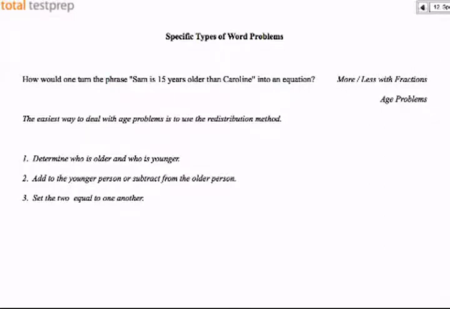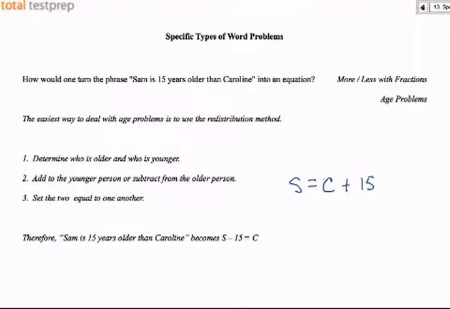You then set the two equal to one another. So, in the case above, Sam is 15 years older than Caroline becomes Sam minus 15 is equal to Caroline. Because we're comparing Sam and Caroline, and Sam is older, we take away from Sam. We're going to take 15 years away from Sam so that they'll be equal to one another. Another way to do this is to say that Sam is equal to Caroline plus 15, because in order for Caroline to catch up to Sam, she has to add another 15 years.